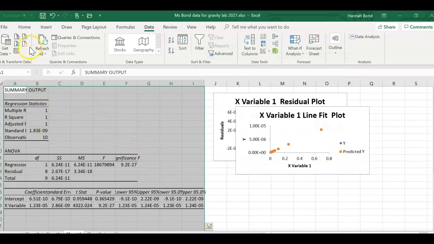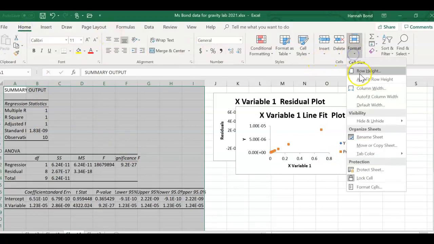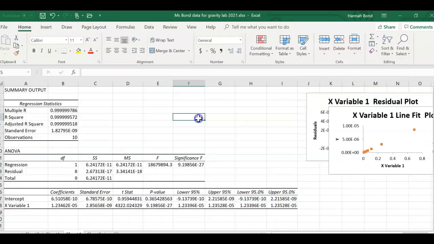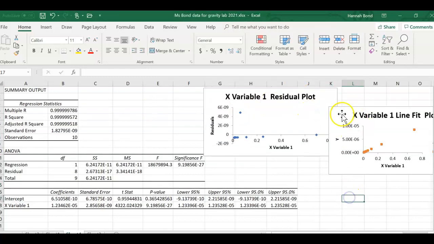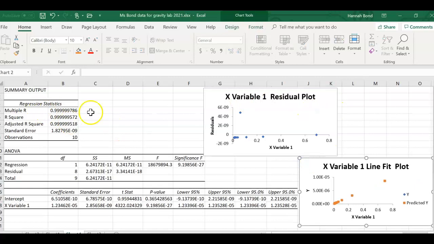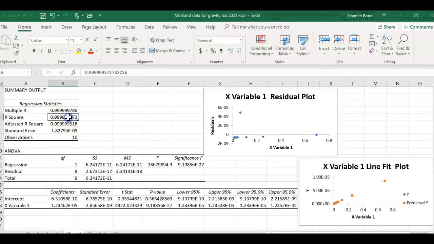Okay, I'm going to go to the Home tab and choose Auto Fit the column width so that I can see all of the data here. Let me just separate these graphs. And I have a good linear regression. I have a very decent R-squared, and when I look at the line fit plot, the predicted values are overlaying the actual data, so that's a good sign. And so I want this x variable 1 number, that is the slope of this graph.